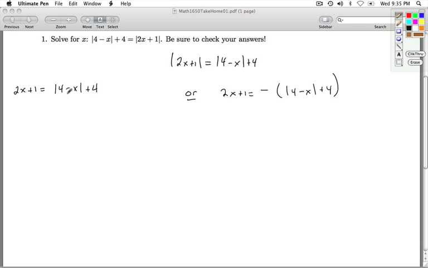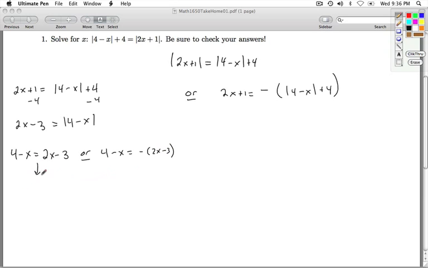Once I have this equation, I notice it's an equation with one absolute value, so I'll solve this like we did in class. I'll subtract the 4 from both sides. I get 2x minus 3 is the absolute value of 4 minus x, and this will split into two equations. Either the 4 minus x is 2x minus 3, or the 4 minus x is the opposite of the 2x minus 3.